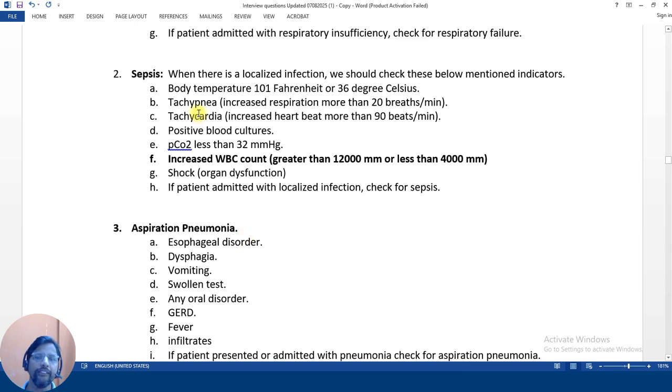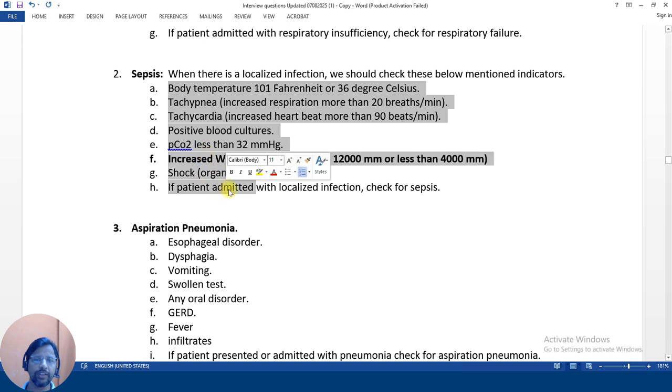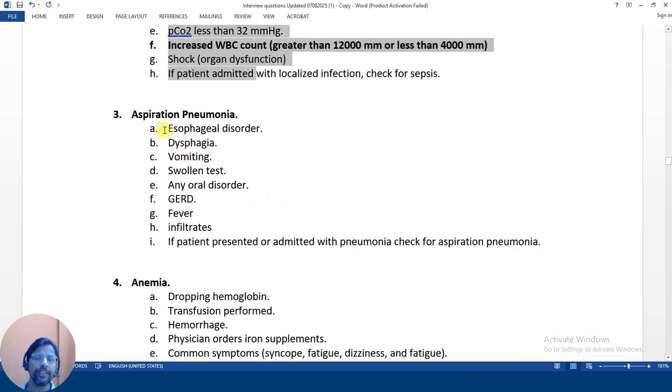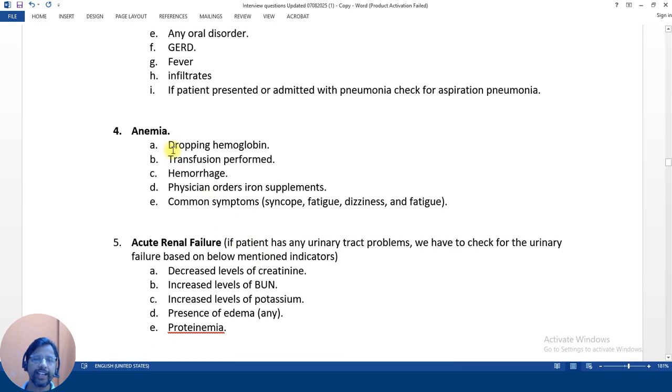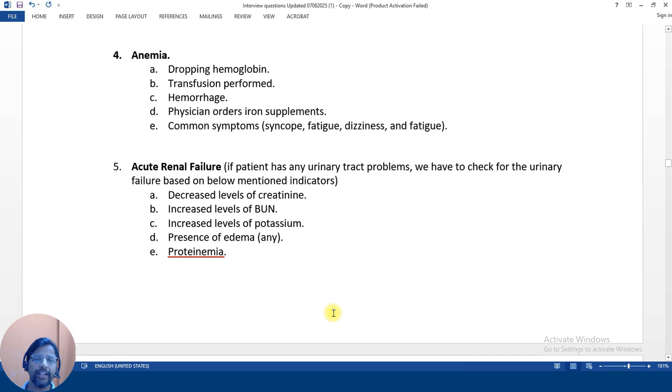Next, when there is a localized infection, we should check the below mentioned indicators. For example, if you or the physician suspect sepsis, these are the clinical indicators for sepsis, if the patient is having all these symptoms. Basically, symptoms are clinical indicators. These are the clinical indicators for aspiration pneumonia, these are the clinical indicators for anemia, and these are the clinical indicators for acute renal failure.